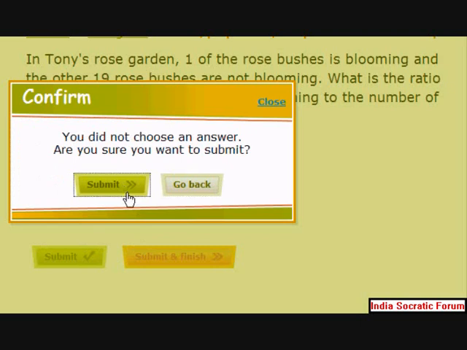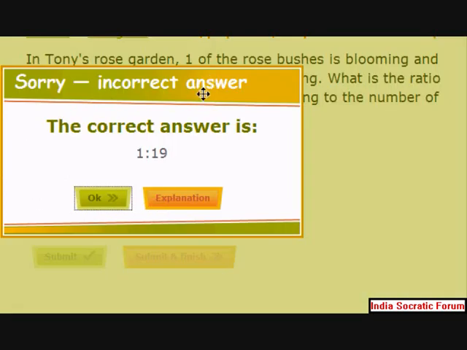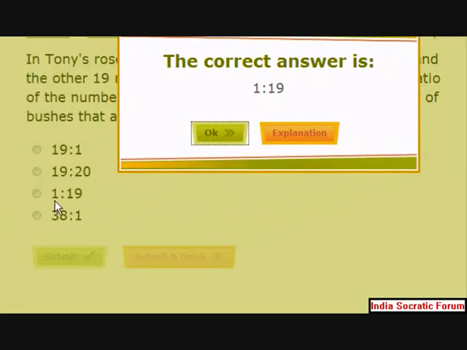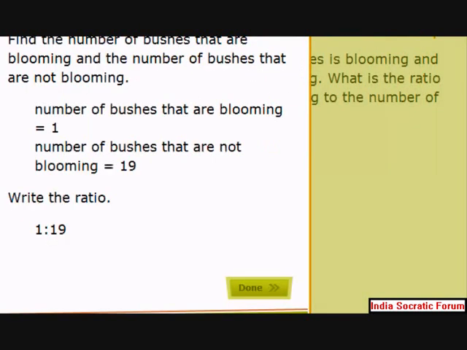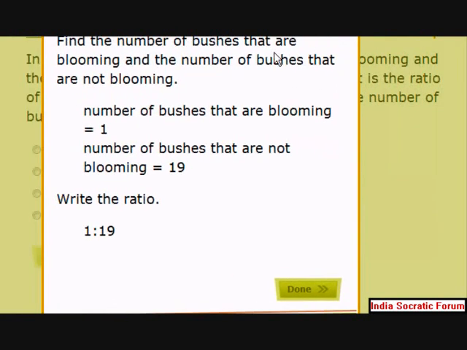Pause the video. Find the answer. The correct answer is 1 is to 19. Do you know why? Write it down like this. Number of bushes that are blooming, not blooming, and the ratio of blooming to not blooming is 1 is to 19.